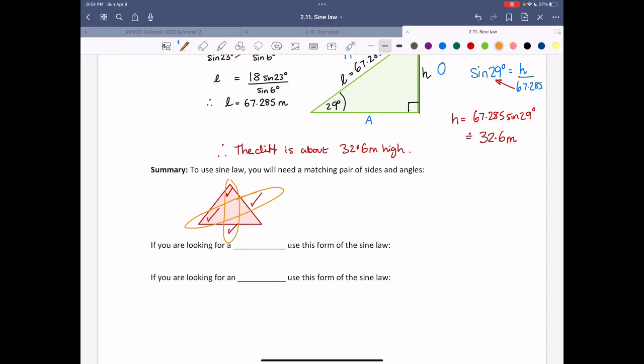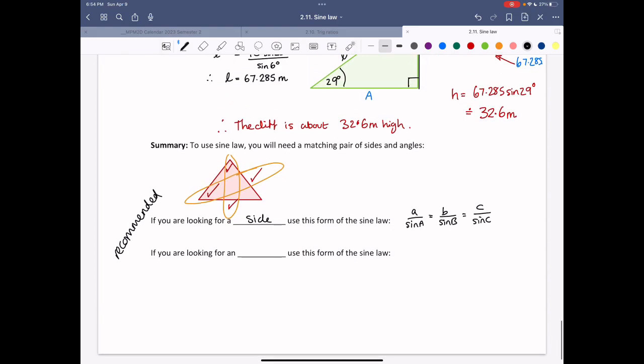This is only suggested or recommended, but you can actually use either version. Recommended, if you are looking for a side length, then use this form: A over sine A equals B over sine B, which equals C over sine C. However, if you're looking for an angle, then use this form. The only reason I say that is because there's just one step in the cross multiplication. If you happen to use the other form, it just means you've got a bit more manipulation to take place.